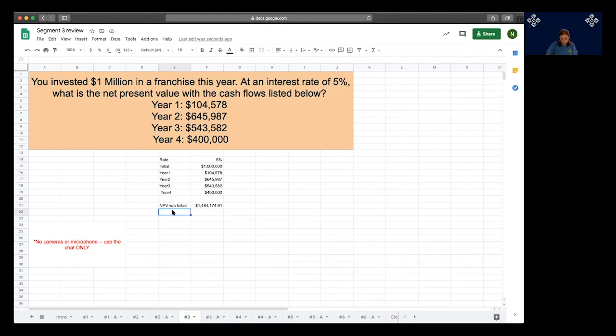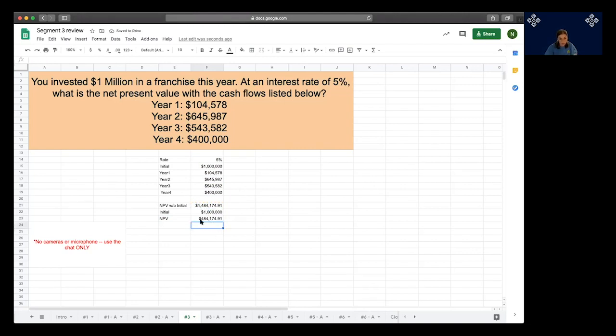And then the next thing I do is I bring down again my initial investment. So you can just click on this cell and it brings it down. And then I label that I need to find the NPV with the initial. So I just label it NPV. And all you're doing is taking your NPV without the initial and subtracting out your initial payment.